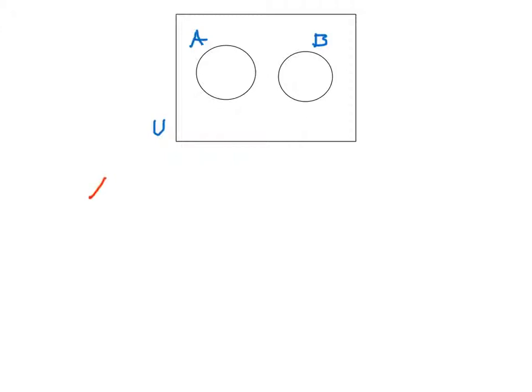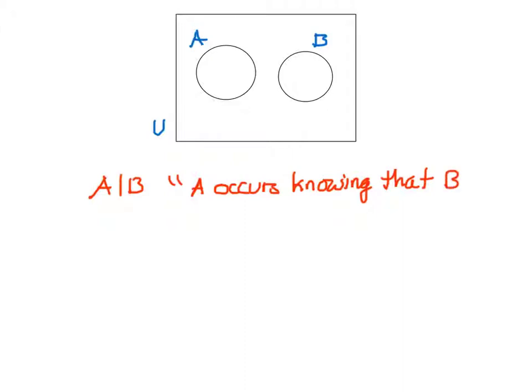First, we need to know some notation. This notation right here represents that A occurs knowing that B has occurred. And this is often also said as A given B. And again, we've seen this before.